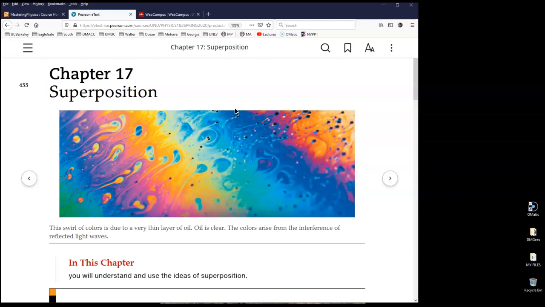What that means is the following: when two or more waves of the same type, say sinusoidal waves, cross each other at some point, the resultant displacement at that point is equal to the sum of the displacements due to each individual wave. Let me explain.